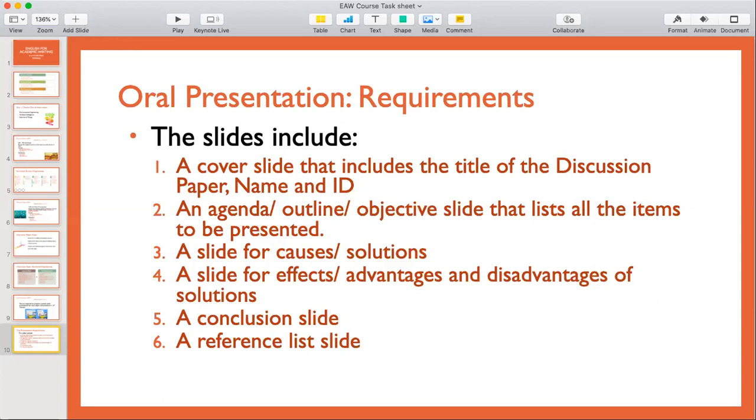So the minimum number of slides is 6 slides. Of course, it can be more than that. It's better if it's more than that. However, minimum, you need to have 6 slides in your PowerPoint presentation.